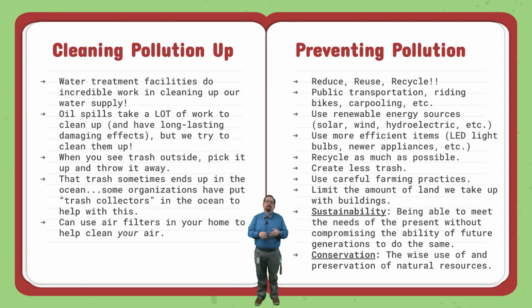We can also invest in renewable energy sources like solar, wind, and hydroelectric power to create electricity for us. We can also try to reduce the amount of electricity we use by using more efficient items like LED light bulbs or newer appliances. We could try to upcycle old items or recycle as many trash items as we can so that they don't end up in landfills or the ocean. We can simply create less trash by purchasing items that are unwrapped or don't have a lot of packaging to them. To slow down erosion and eutrophication, we can be more careful about our farming practices and make sure we're using the land in a sustainable way.